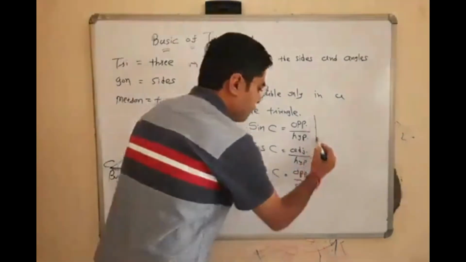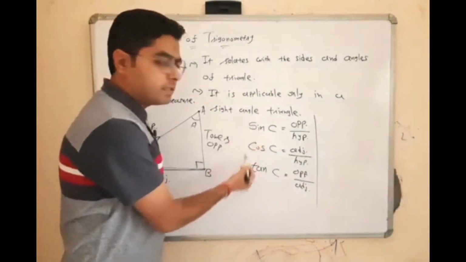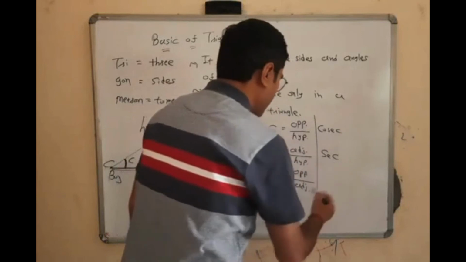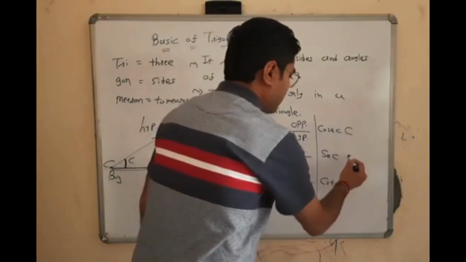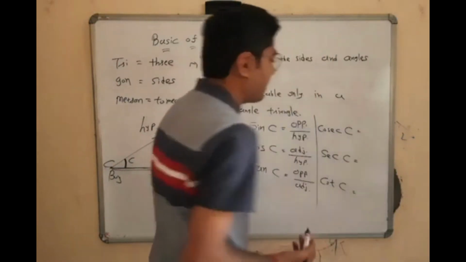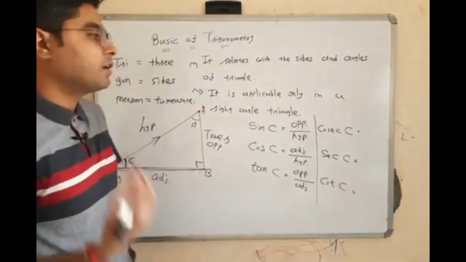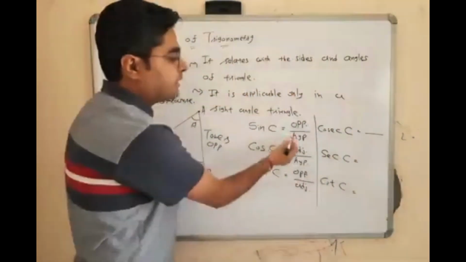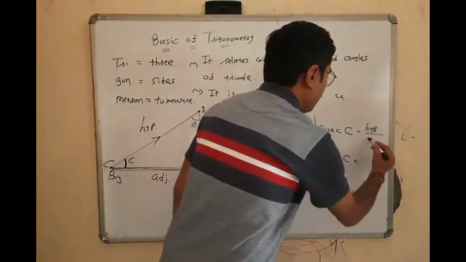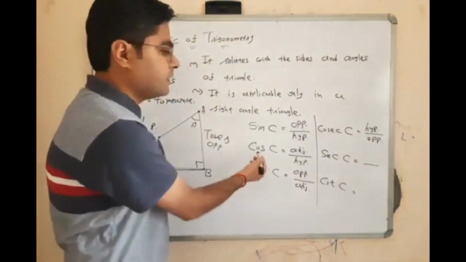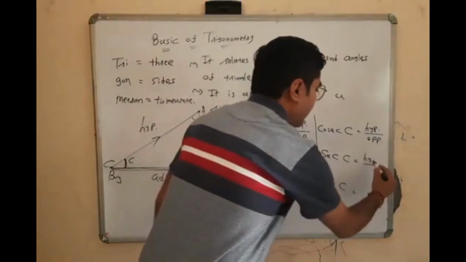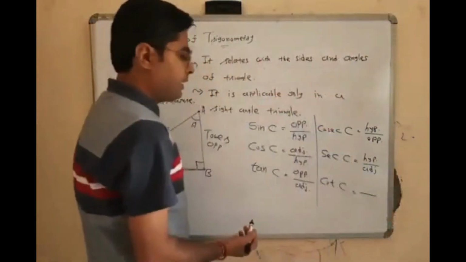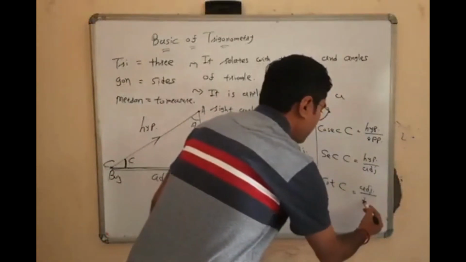The remaining three trigonometric ratios are exactly the reciprocals of these three. First one is cosec, second one is sec, third one is cot. For angle C, we make the formulas of cosec, sec and cot. Cosec is exactly the reciprocal of sine, so the formula is hypotenuse upon opposite. And sec is the reciprocal of cos, it means the formula is hypotenuse upon adjacent. And cot is the reciprocal of tan, it means the formula for cot is adjacent upon opposite.